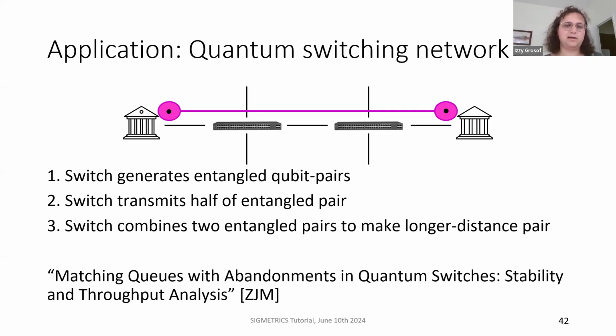And this model, I didn't come up with it. This is specified in "Matching Queues with Abandonment in Quantum Switches: Stability and Throughput Analysis" by Zubeldia, Procaccia, and Cevitan. Okay, so how are we going to analyze this? Well, let's draw this from the perspective of a switch. This was a global perspective. Let's draw it from the perspective of one of these switches.